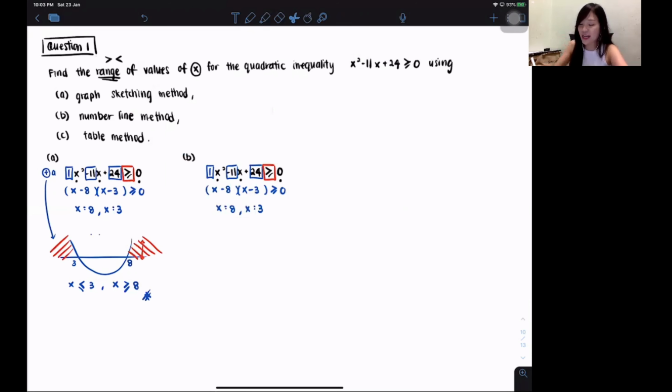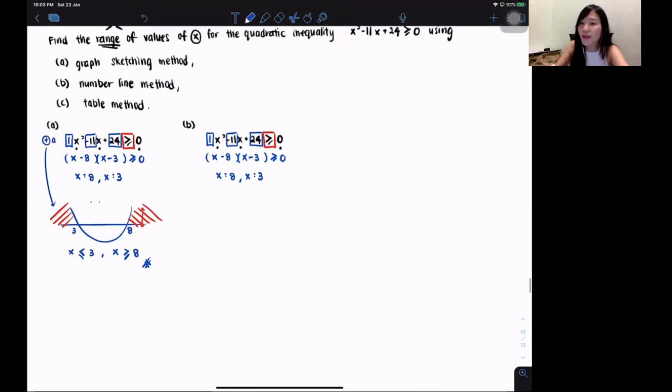So once I got this, now you shouldn't draw the one that we drew already, because that one is the graph sketching method. Now, what method am I using? I'm using the number line method. So what is the number line method? First you draw a line. Number line, that means on this line, there's numbers in it, okay?